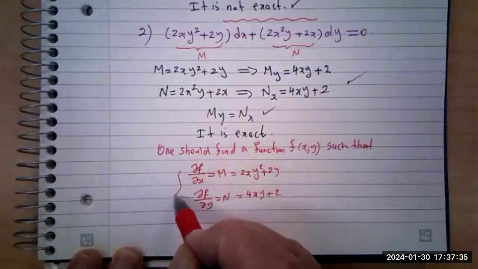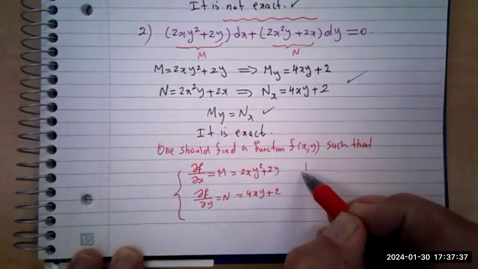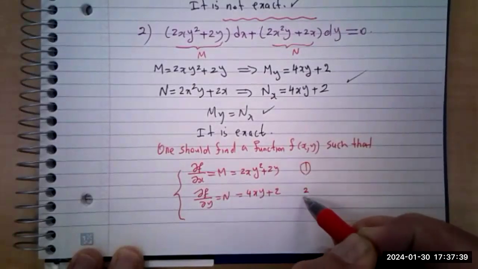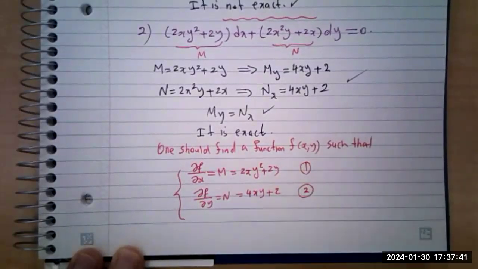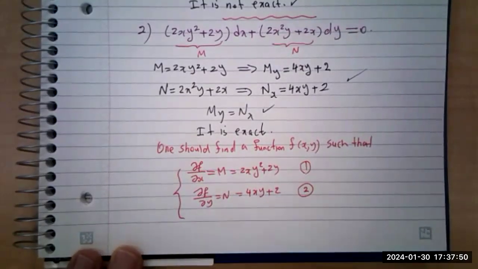Now you see this is a kind of system of differential equations. I call these one and two. It's like f prime is given to you, you want to find the f. So you have to integrate it. But you got to be careful because you have a function of two variables.